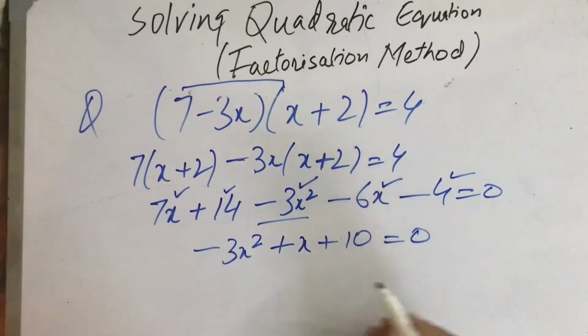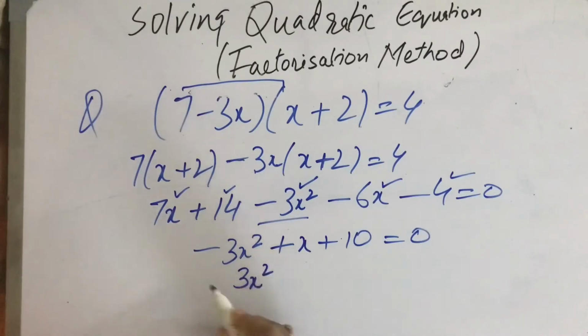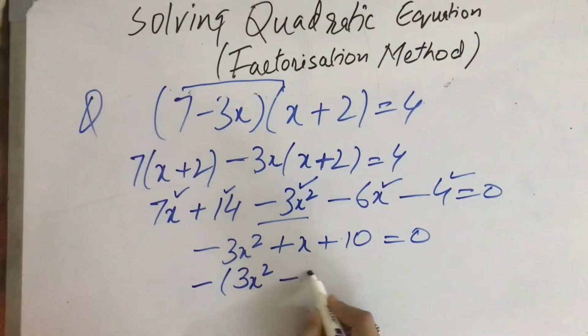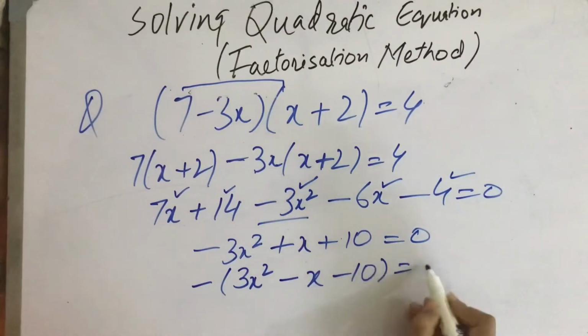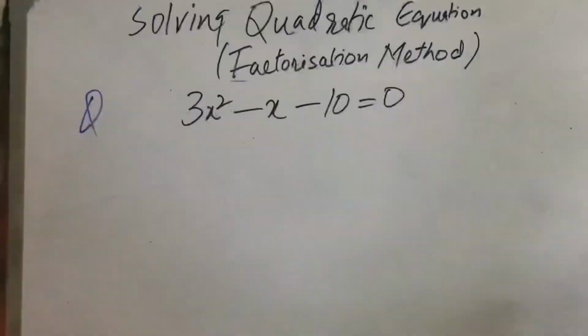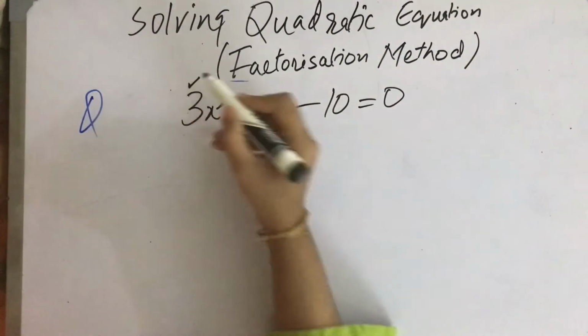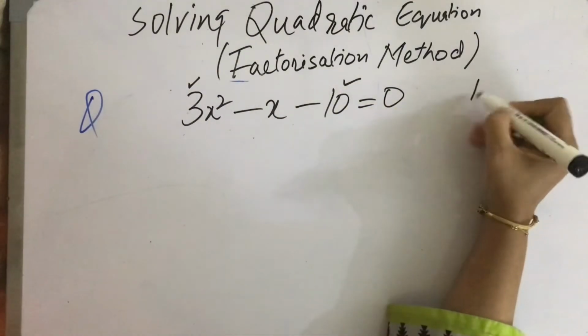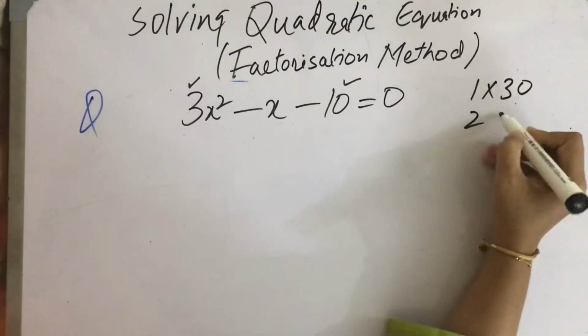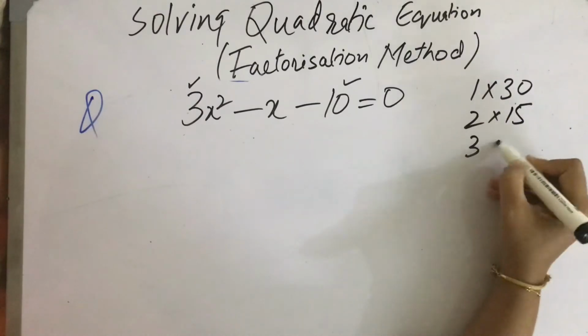I shall take one more step. I shall make this 3x square positive. I shall take a negative sign outside. It will make this and this negative. And now I shall solve this equation. So definitely we have to make the factors of 30 instead of 10, because this 3 will be multiplied with 10. 1 into 30, 2 into 15, 3 into 10.